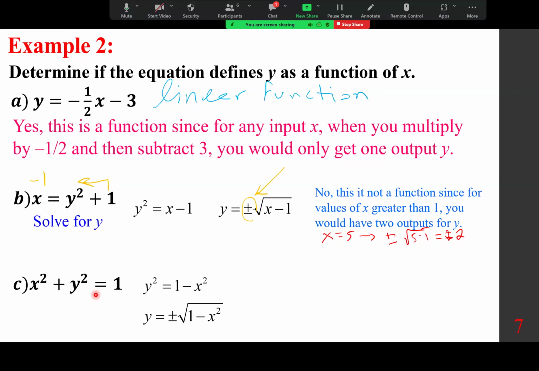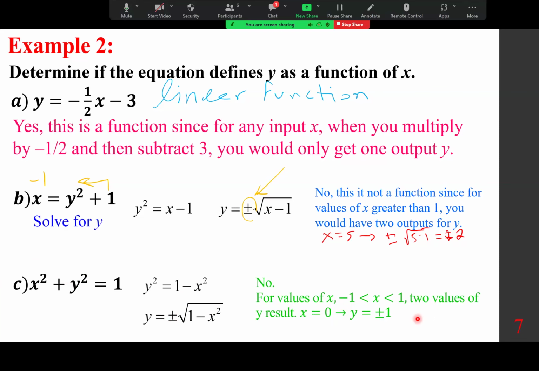And again, y is plus minus the square root of 1 minus x squared. It fails because of this plus minus, just like this one. It fails to be a function. So no, for values of x, specifically between -1 and 1, there are 2 values of y as a result.